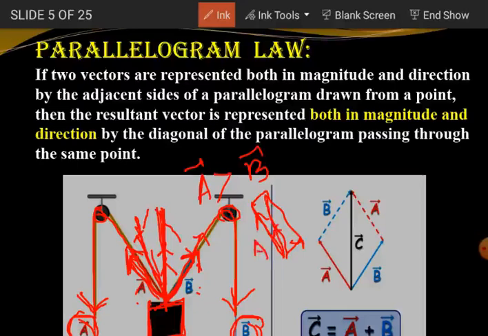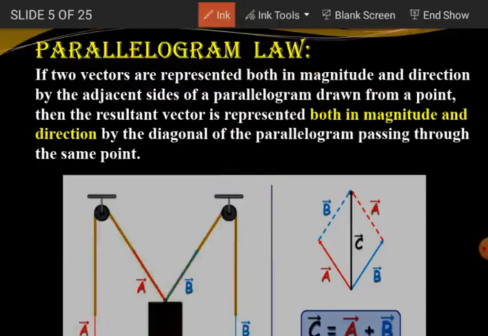So if a vector is greater than b vector, and b is small, represented by a small magnitude, longer length means greater magnitude. If you try to draw the diagonal, then the diagonal is moving toward the bigger magnitude vector, right? The same thing is the case in the parallelogram law of vector addition. It is like that, right?